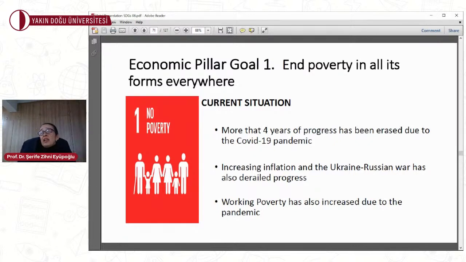Also, increasing inflation and the Ukraine-Russia war have been obstacles to progress in no poverty. And also working poverty has increased due to the pandemic. When I say working poverty, we are talking about the working poor. What do we mean by working poor? We mean the people who are working, however, they are working in very low income jobs. So even though they are earning and even though their family is earning, the overall family income is very low and it is below poverty lines. So again, they are also having difficulty.